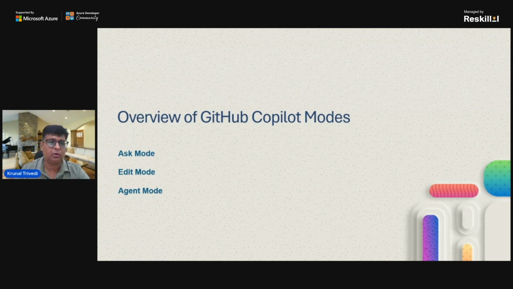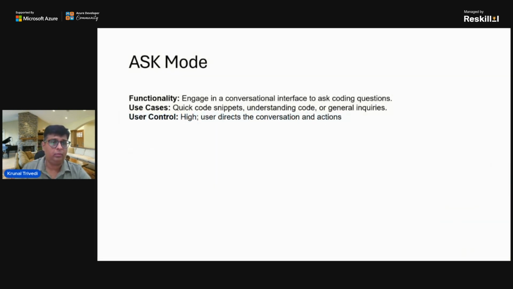It can perform that. That is agent mode, which, as I mentioned, is under preview as of now. Now, if we discuss ask mode again, what is its functionality? It engages in a conversational interface to ask questions. We can get quick code snippets. We can ask it to explain a code block, and we can shoot out some general queries over there. Here we have high user control, as it is not going to modify anything directly in your code base, right? It is just a question and answer way.